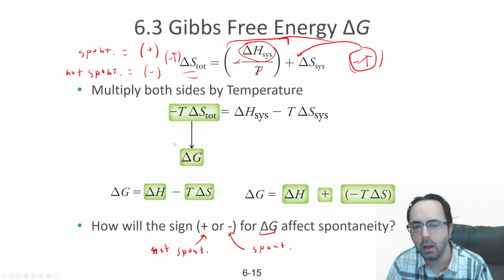And so from now on, instead of talking about delta S total, it's much easier to simply talk about the system. So this is defined as the delta G of the system. Everything now is with respect to the system, which makes things just easier to analyze.